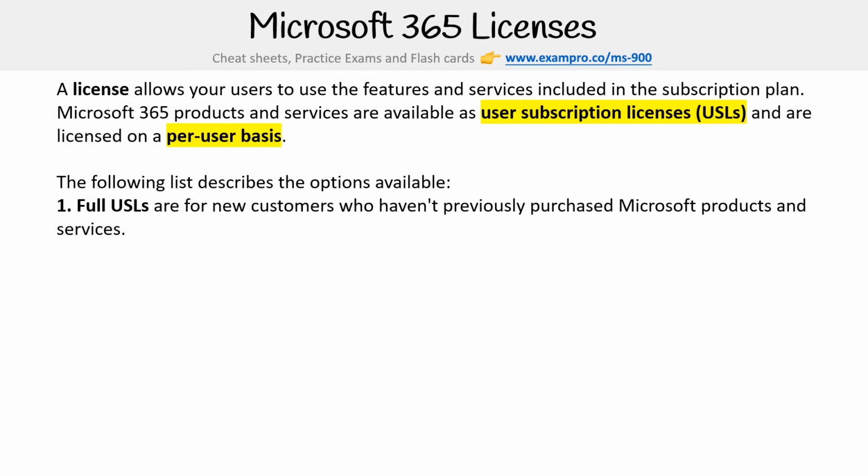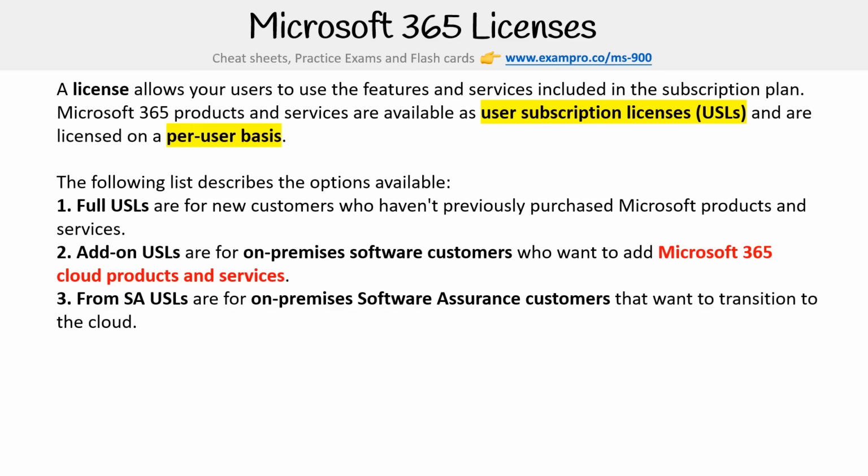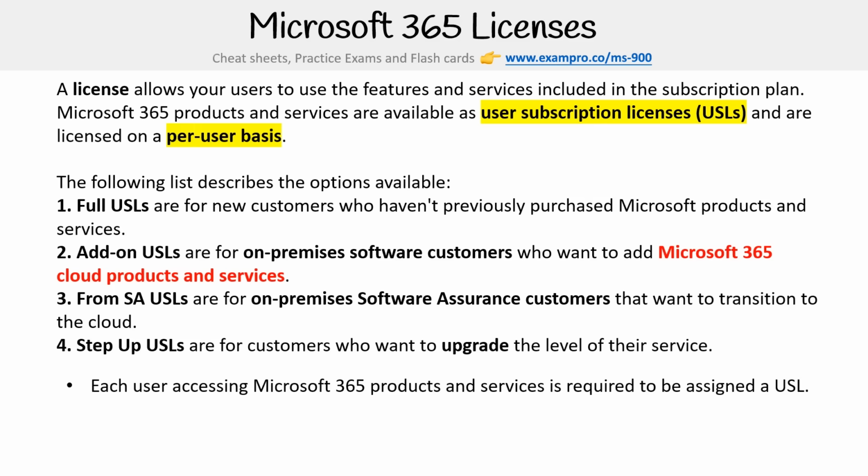The first option are full USLs, and these are for new customers who haven't previously purchased Microsoft products and services. The second option are add-on USLs, and these are for on-premises software customers who want to add Microsoft 365 cloud products and services. The third option are for Mesa USLs, and these are for on-premises software assurance customers that want to transition to the cloud. The last option we have are step-up USLs, and these are for customers who want to upgrade the level of their service. And so each user accessing Microsoft 365 products and services is required to be assigned a USL.